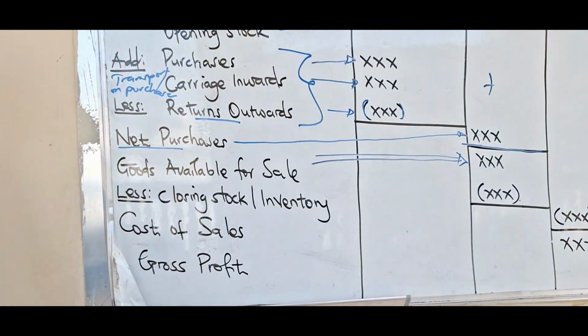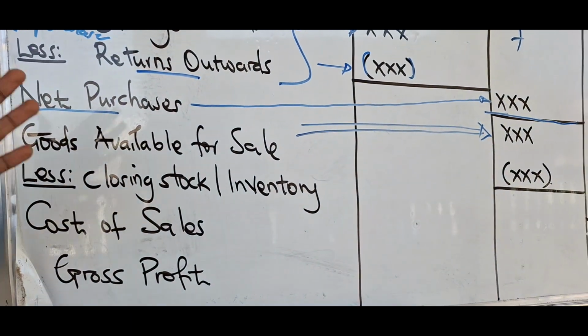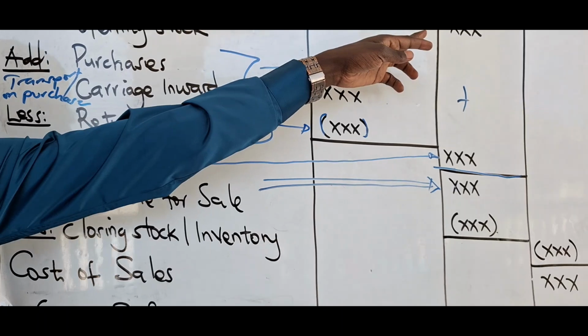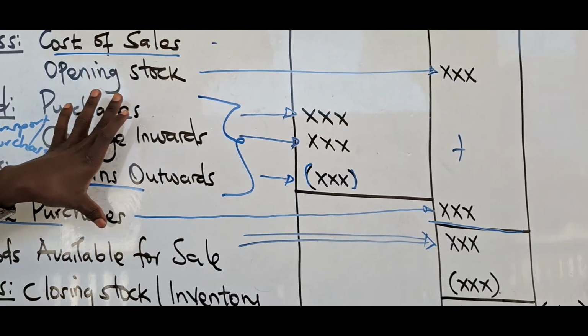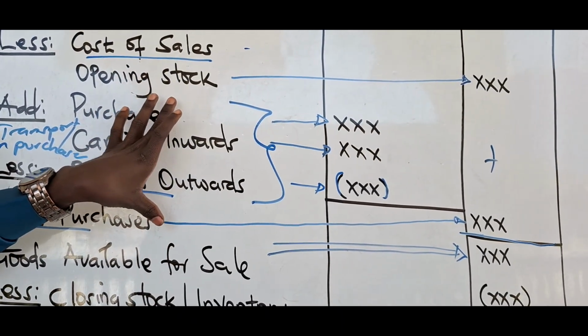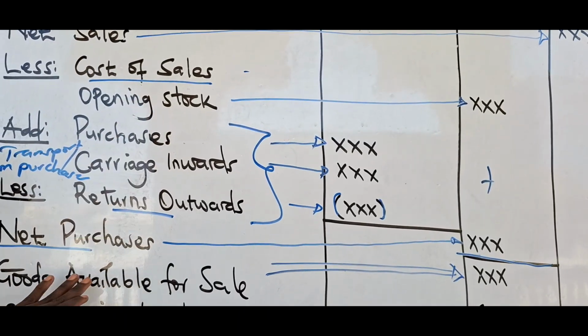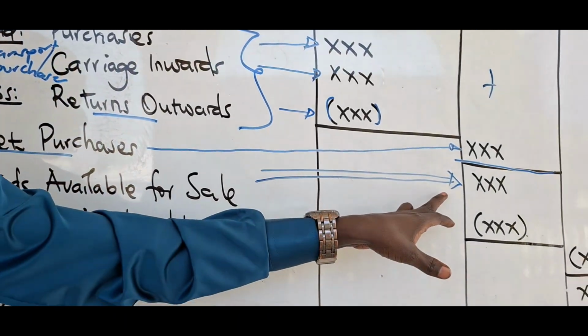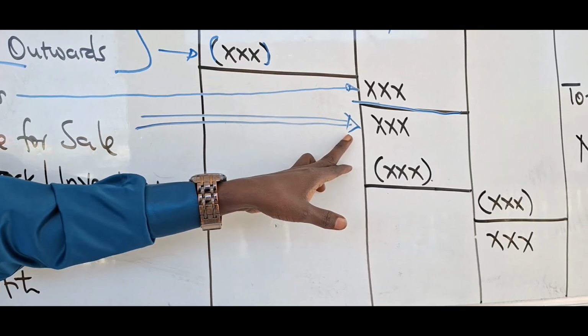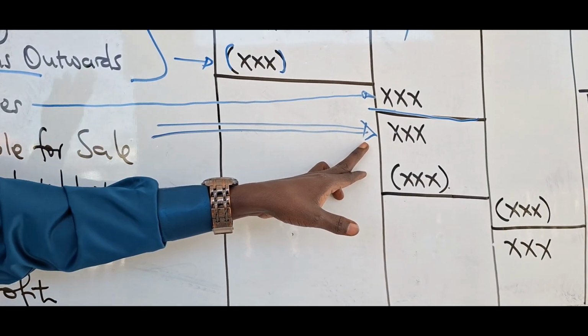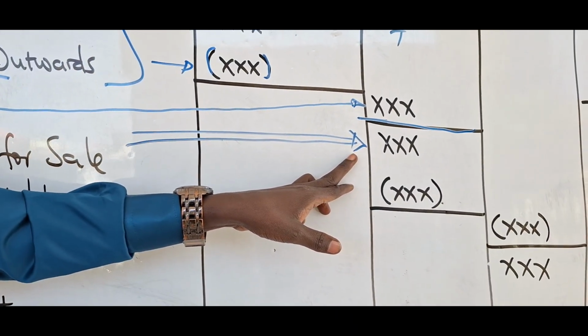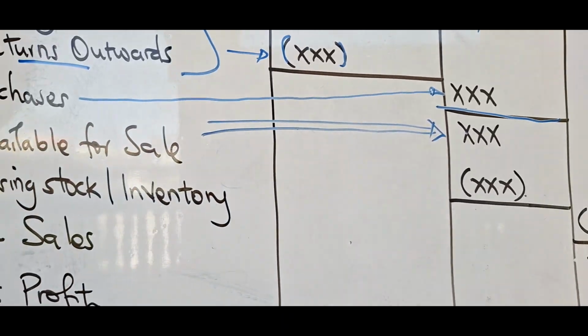Goods available for sale. That is direct. You get your opening stock at the beginning of the year. You add what you have purchased, because even your purchases are goods for sale, right? So when you add opening stock plus net purchases, automatically you get goods available for sale. That figure will not be given. You have to calculate it. You need to follow through the right procedure so that you can present your income statement in the right way.